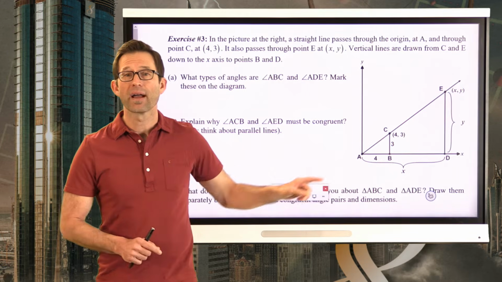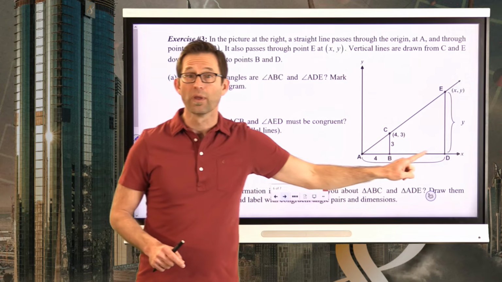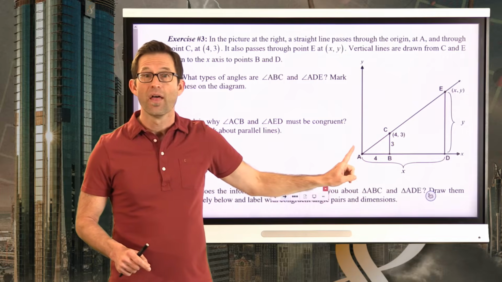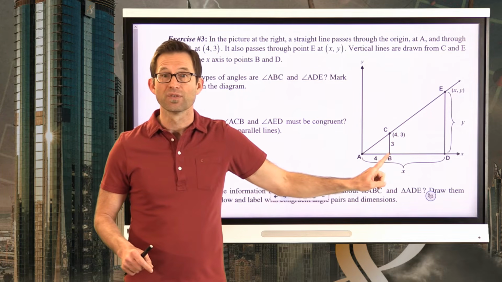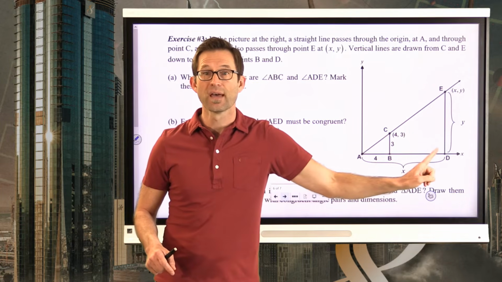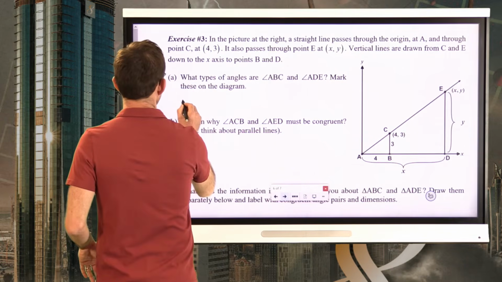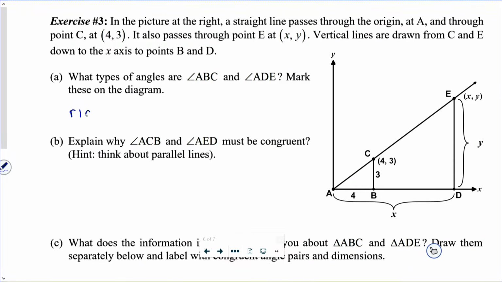All right, well, the plain fact is, if this line segment and this line segment are vertical, and of course we know that the x-axis is horizontal, then angle ABC, which is this angle, and angle ADE, which is this angle, must both be right angles. They have to. Vertical and horizontal lines are perpendicular to each other, so these are both right angles. Well, let's throw them in there. We've got a right angle there, we've got a right angle there. Fantastic. All right, let's keep going.